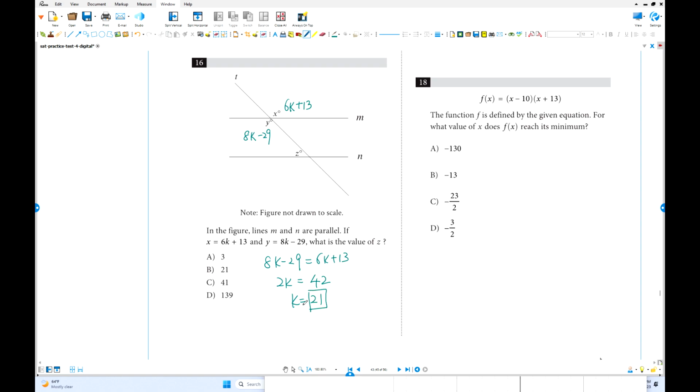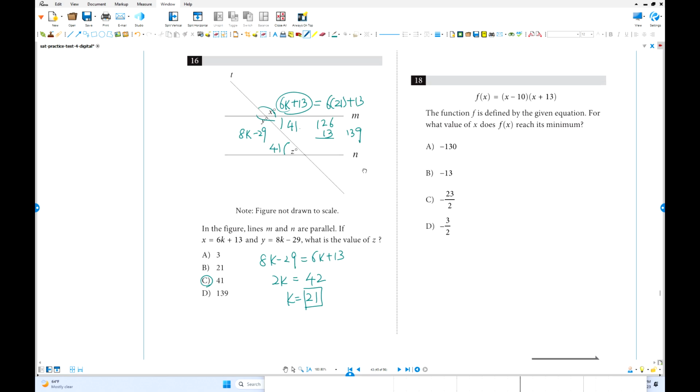But that's the value of k, okay? Anyway, we're going to find the value of this angle or this one. Okay, well, this is better. 6 times 21 plus 13. Okay, this number is 126 plus 13, which is 139, right? This is 139. This is how much? Supplementary, right? 41, isn't it? 180 minus 139 is 41. This is an alternate interior angle. This is also 41, okay? So 41 is the answer.